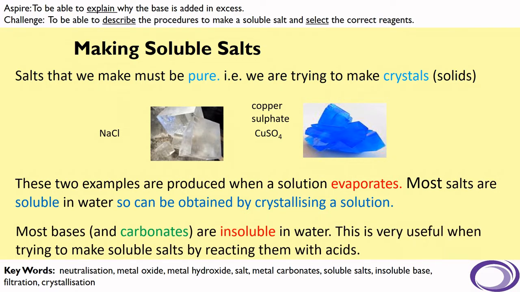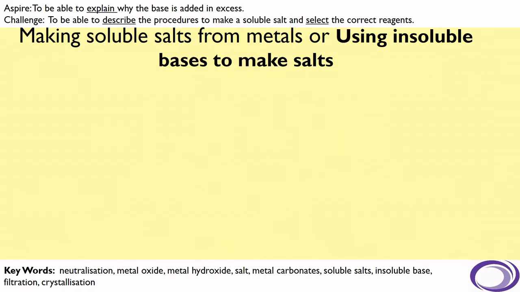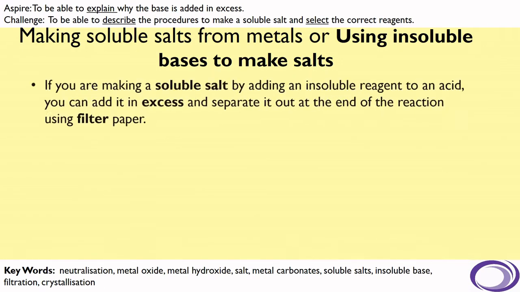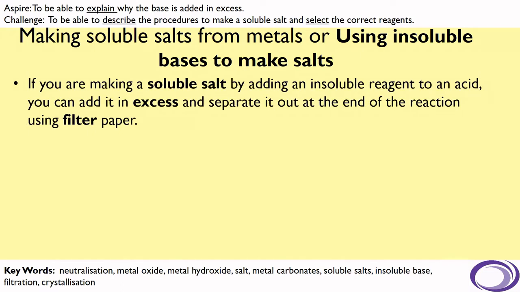Most bases and carbonates are actually insoluble, which makes it very useful when we are trying to make soluble salts by reacting them with acids. So, when we are making salts from metals or insoluble bases, we use the insoluble reagent by adding it to an acid. Then if we add it in excess, we can then separate out any unreacted solid using filter paper at the end.